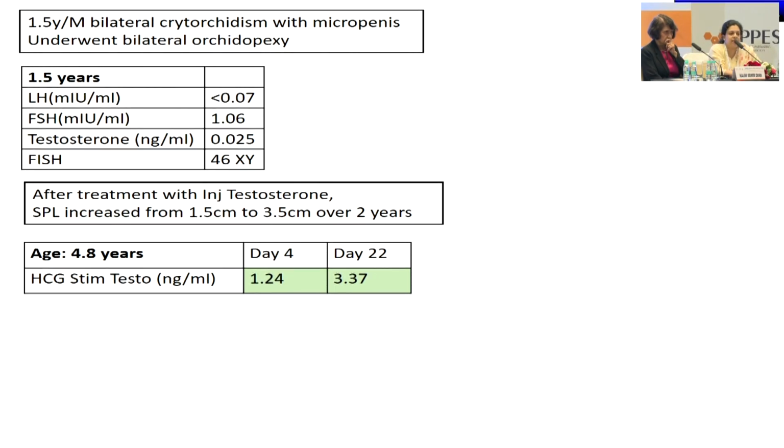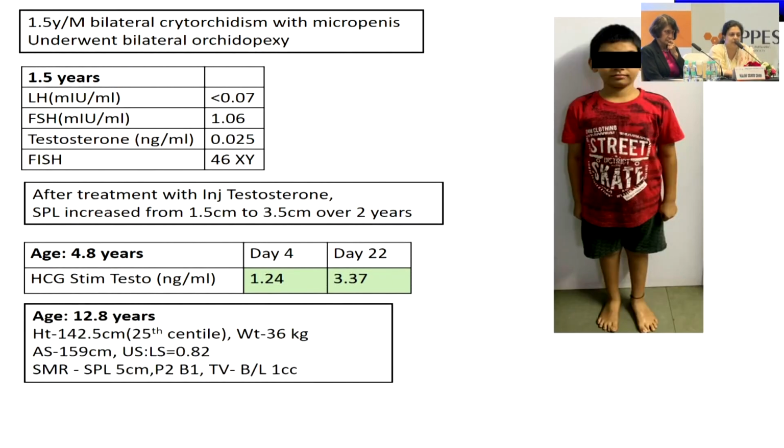He represents to us at the age of 4.5 years, and we do an HCG stimulation testing in him, a 3-day test as well as an extended test. And again, he passes both these tests. His day 4 value is 1.2, way above the cutoff, and his day 22 value is also above the cutoff, which is there for diagnosing these patients. So we decide to follow up this patient even further.